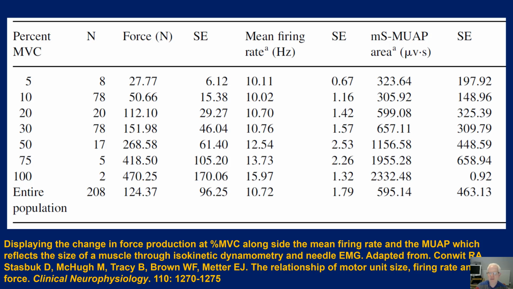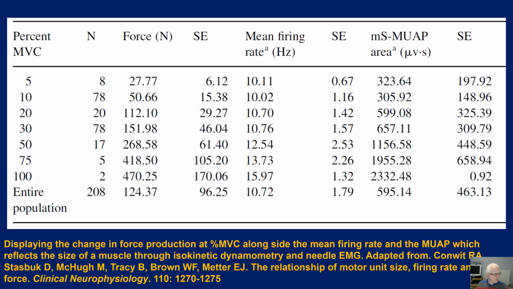But by the time we get to the MVC, the 100%, we've summated, we've added the slow twitch fibers, we've recruited more slow twitch fibers. Look, we've gone from 5 to 10%, from 323 to 305. It's probably a bit of an anomaly in the data, because you've gone from an N of 8 to an N of 78. But if you look at 20%, we've near enough doubled it. We've gone from 305 to 599.